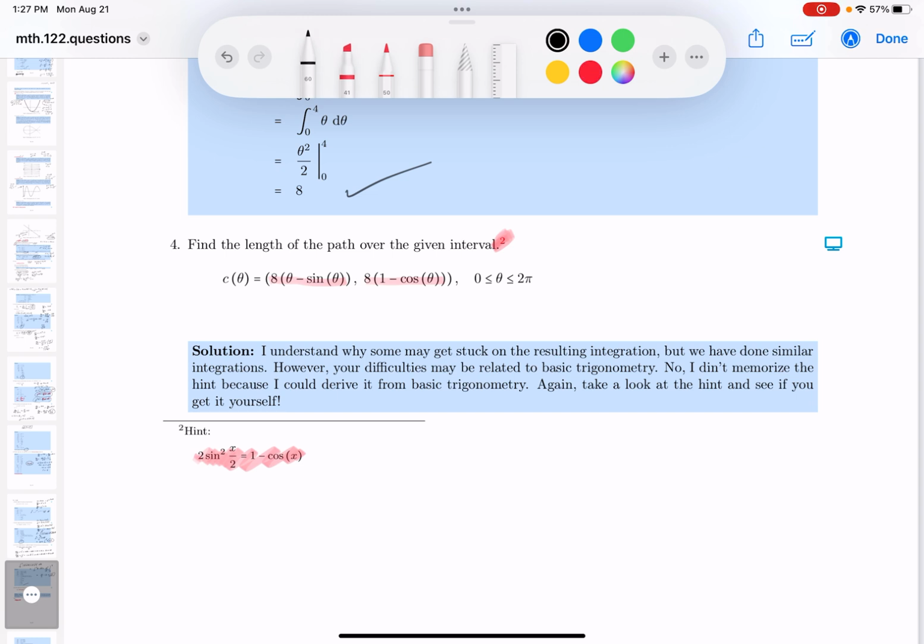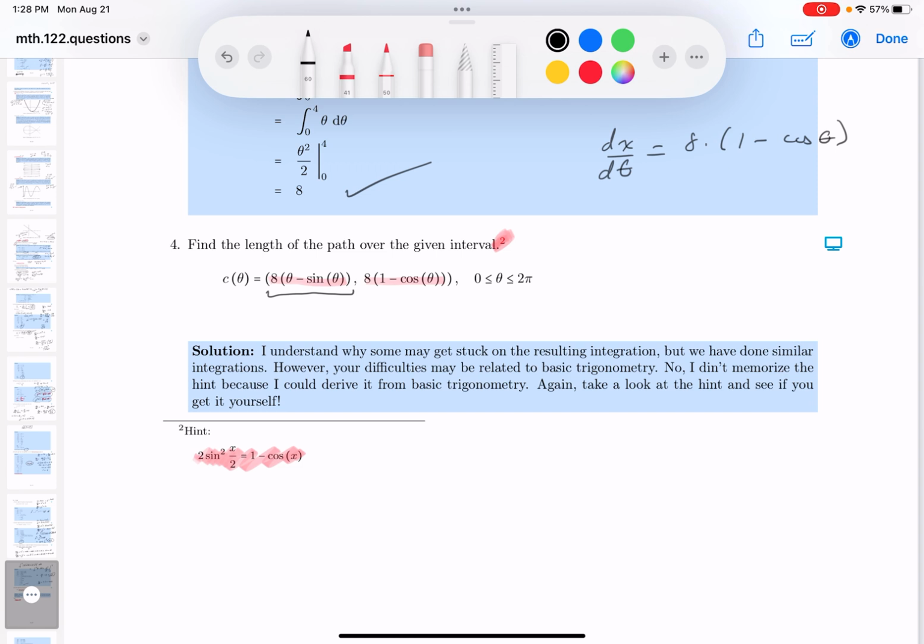So I want to write down dx/d theta. And I'm looking at this thing over here, and let's write that down. What's going to be 8 times, constant multiple, by the way. Derivative of theta is 1, and derivative of sine is going to be cosine. I think I did okay there.